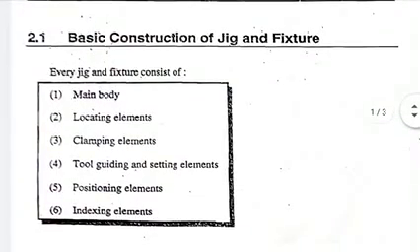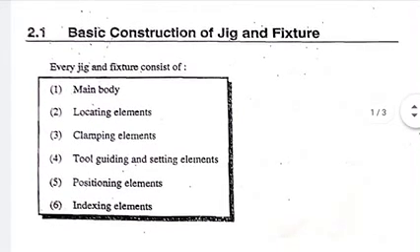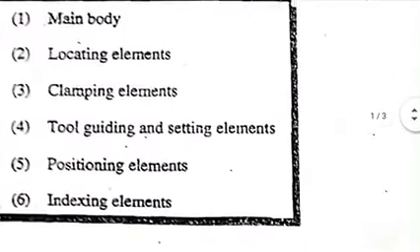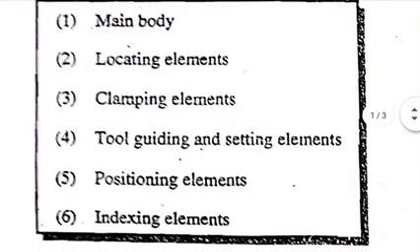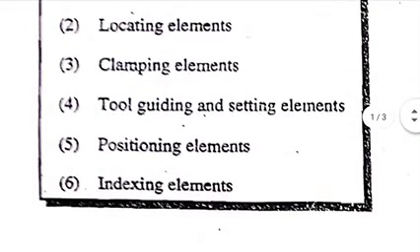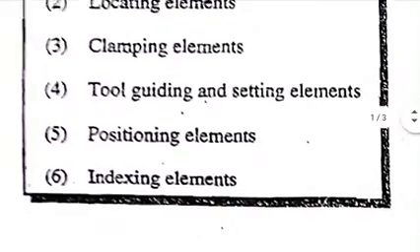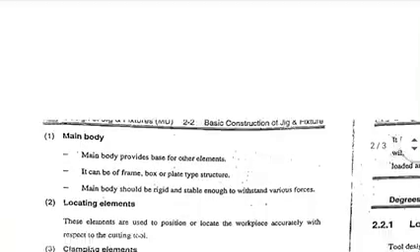Moving to the next point, we have to understand the basic construction of jigs and fixtures. Now every jig and fixture consists of what important parts? Let us understand. First, the main body, then locating elements, then clamping elements, then tool guiding and setting elements, then positioning elements, and last indexing elements. We will see them one by one.